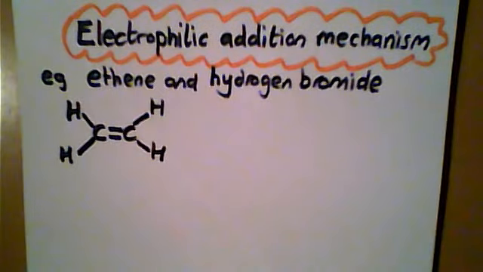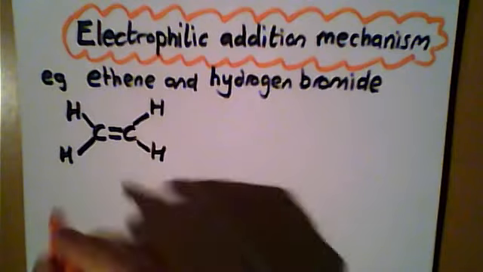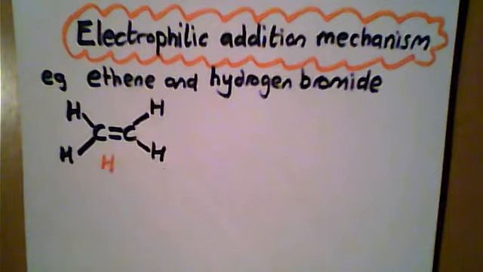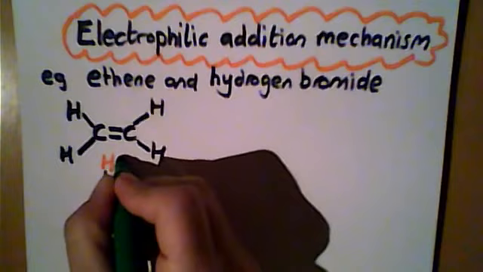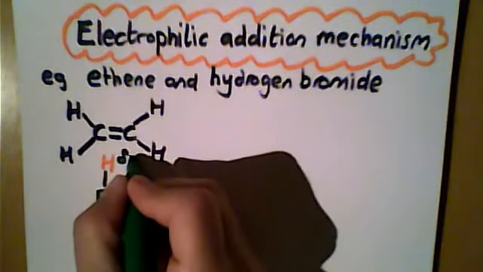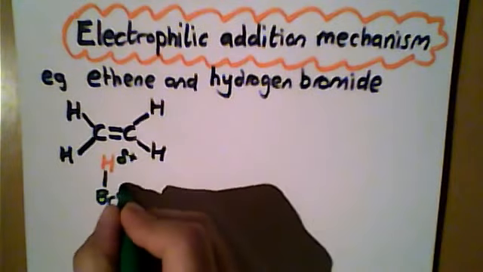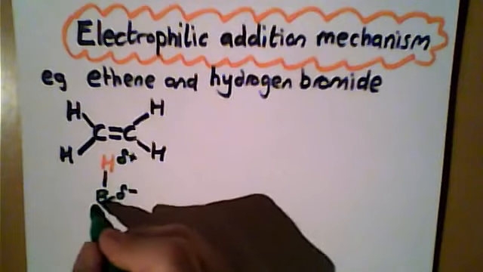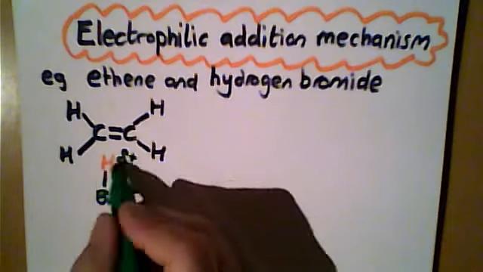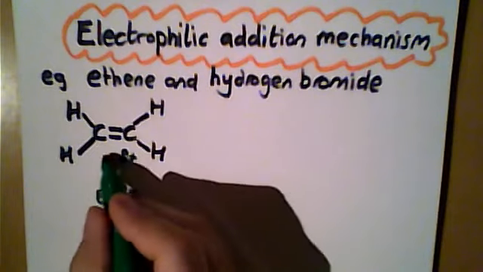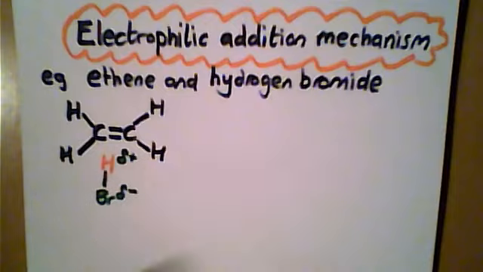Now, if we look at a molecule of hydrogen bromide, the hydrogen atom in hydrogen bromide has a slight positive charge, as the bromine is more electronegative, so it has a tendency to pull electrons towards itself. So within the covalent bond, bromine is pulling electron density towards itself. And that means that the hydrogen atom becomes electrophilic and draws electrons from the double bond towards itself.